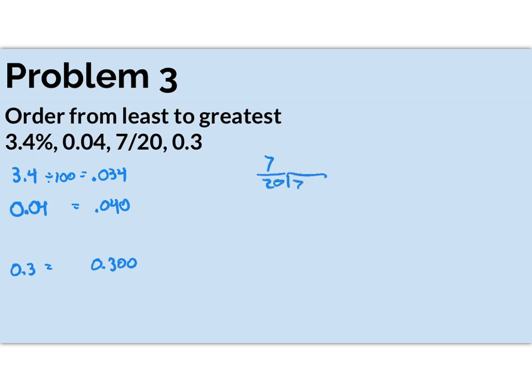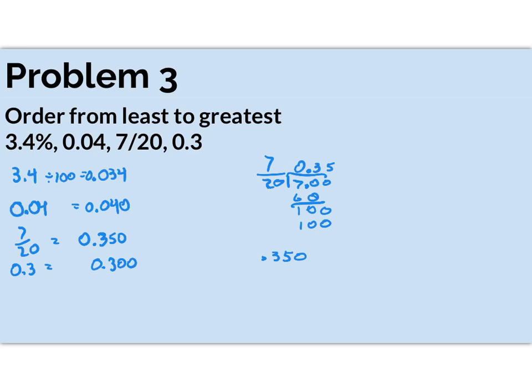Drop that in. It goes in 0 times. 3 times 2 is 6. 3 times 20 is 60. 10. Add a 0. 5. 5 times 20 is 100. Okay, we get a terminating decimal. 0.35, if we put a 0 on it, 7 over 20 equals 0.350. It doesn't matter whether you put the 0 in front of the decimal point or not. Technically, it's the proper thing to do, but it doesn't really matter.